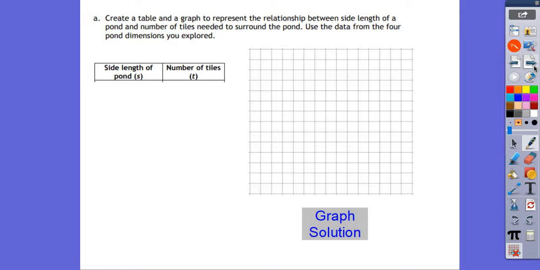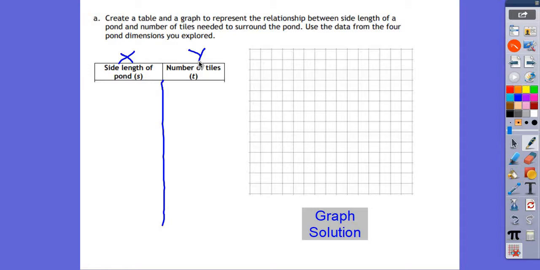And A wants us to create a table and then graph it. So I'm going to make a T-chart. One side I'm going to call side length of pond, and I'm going to call it S. I normally call that column X. Why do you think they decided to choose S? To make it complicated. What does S probably stand for? The side. This column is normally called Y, but we're calling it T. And what is T probably standing for? Tiles.